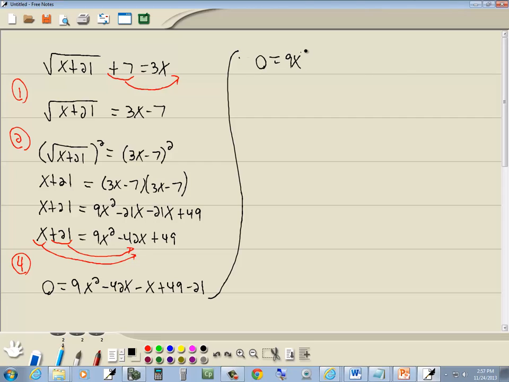So we've got 0 is equal to 9x squared, negative 42x, negative x is negative 43x. 49 minus 21 is 28. Well, that don't look very nice. Guess we got to factor that. This is a key number.